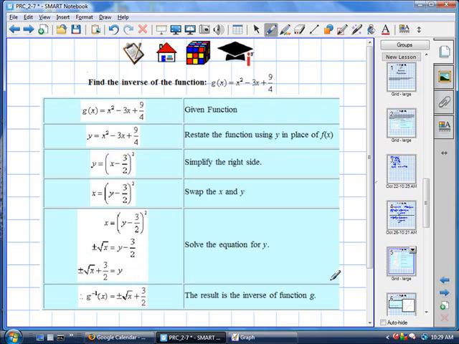Okay, here's another one, and I'll do this bigger too. But on this one, I took something a little more complicated. This function is function g, g of x equals x squared minus 3x plus 9/4. Your mission, should you decide to accept it, is to find the inverse of that function. Okay, so anyway, first thing you do is you change g of x to y, and then you do this swap thing that I told you about. Now, I did make one other change here before I swapped.